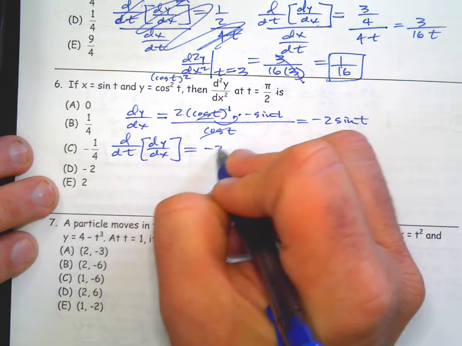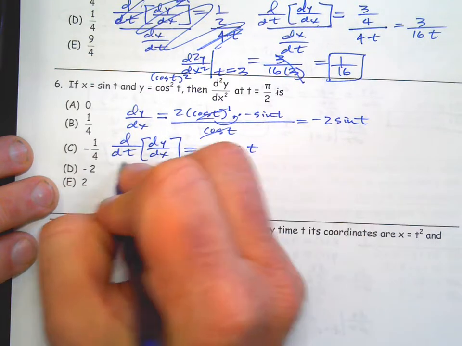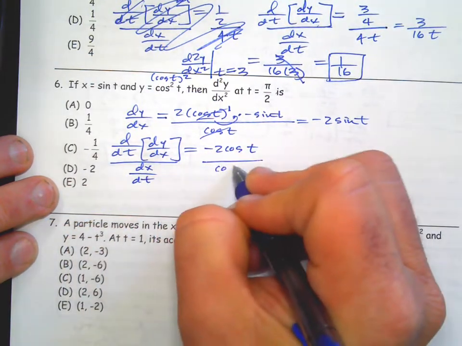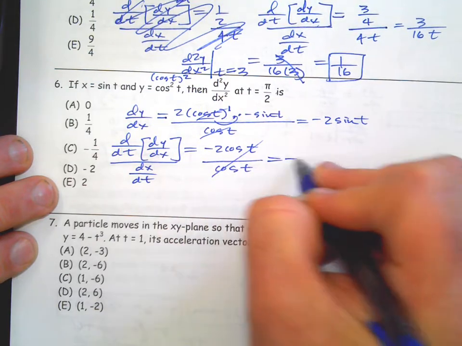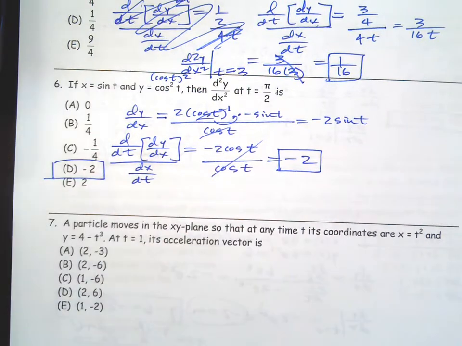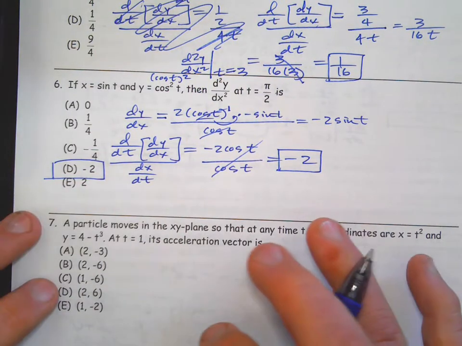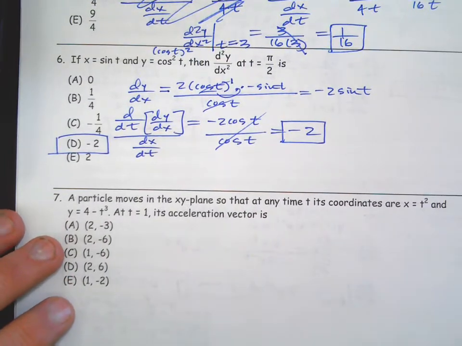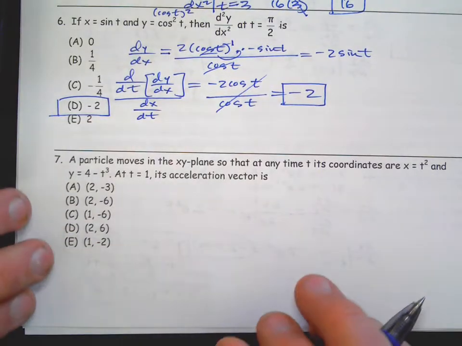And we're going to get negative 2 cosine t. And then we're going to divide by dx/dt, which is cosine t. And this is always negative 2 no matter what time. It always has the same concavity. So maybe because it's like a circle or something. I think it is.